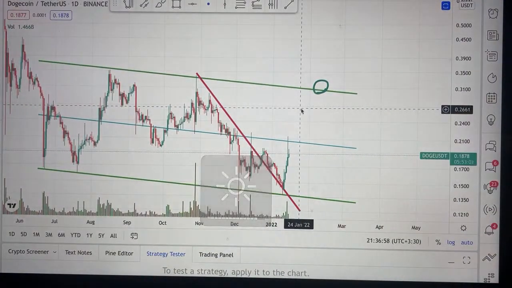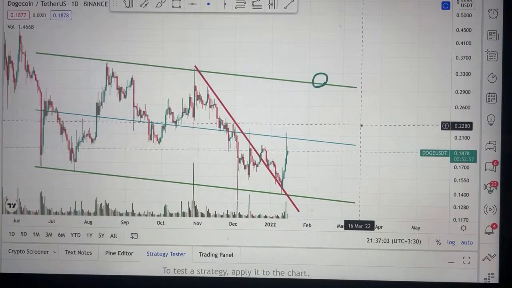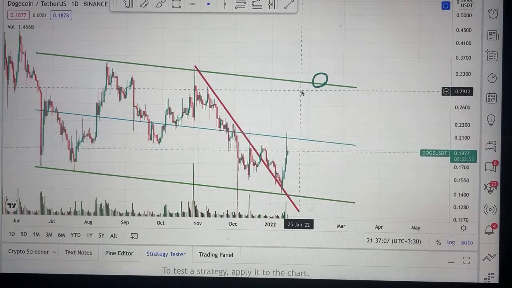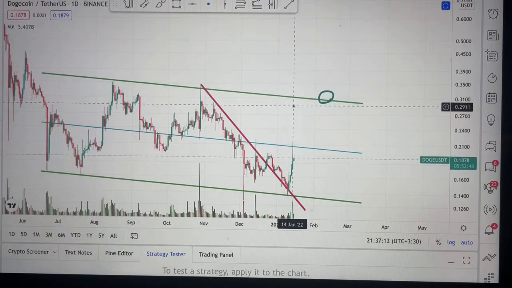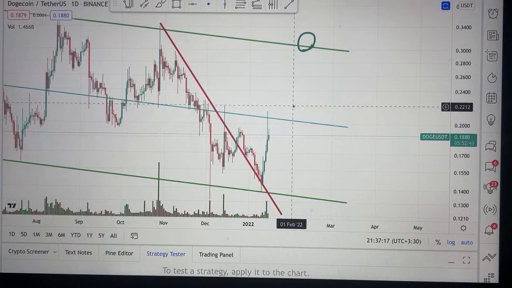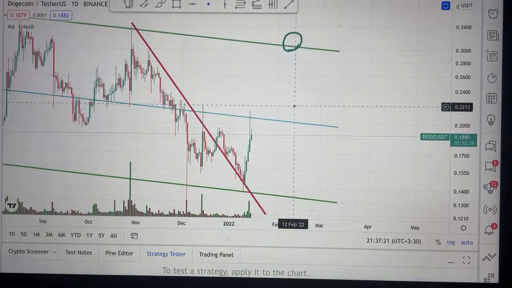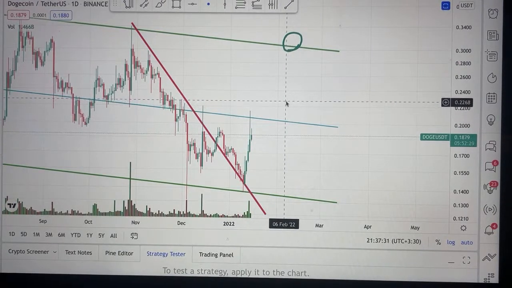Come on, guys. What do you think? Bearish? Bullish, bullish. Would be bull soon.